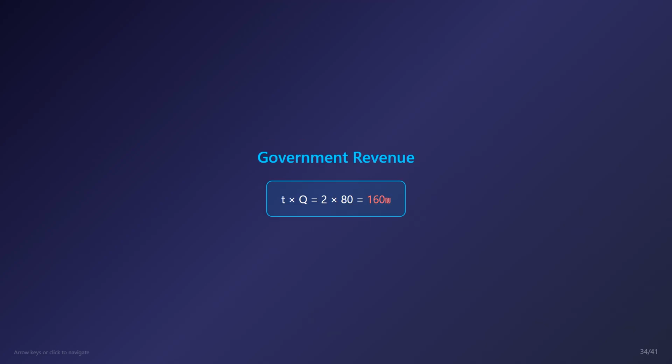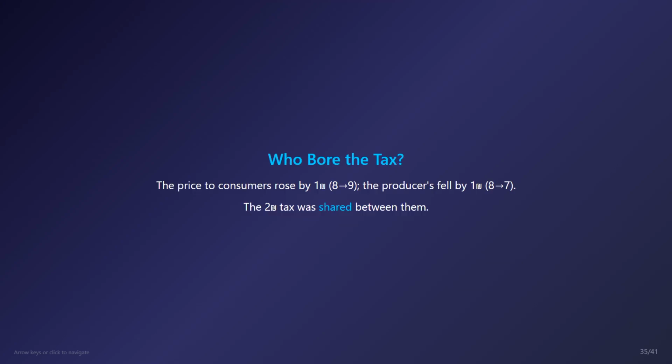And the government's revenue is the tax times the quantity sold. 2 shekels times 80 units, which is 160 shekels. That's the rectangle we drew earlier, turned into a number. Notice how the burden split. The consumer price rose by 1 shekel, from 8 to 9. The producer price fell by 1 shekel, from 8 to 7. So the 2 shekel tax was shared evenly between the two sides in this example.